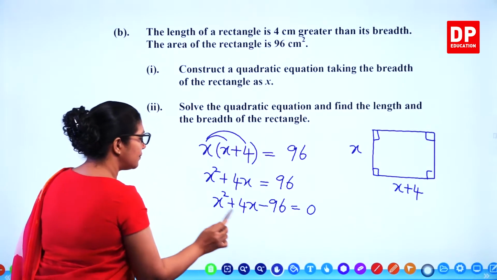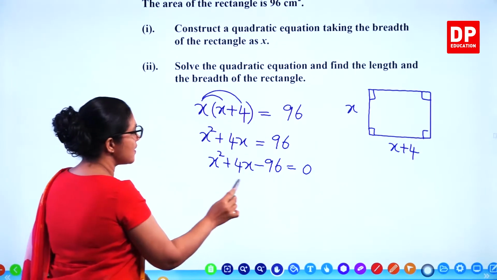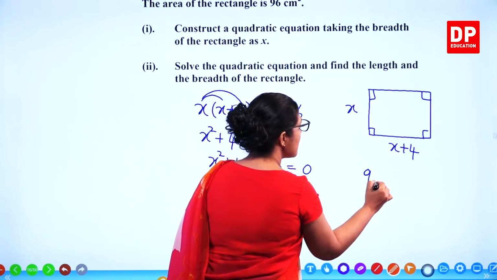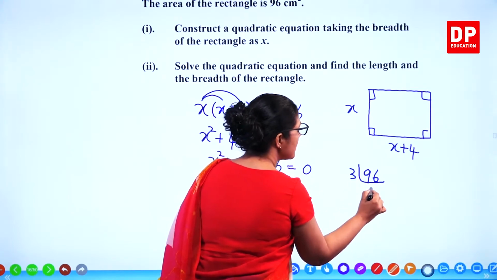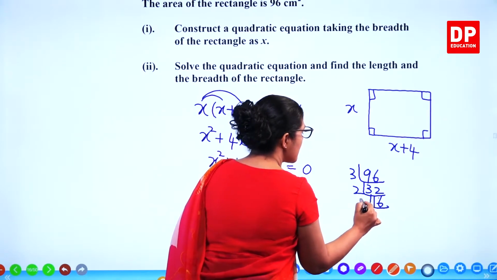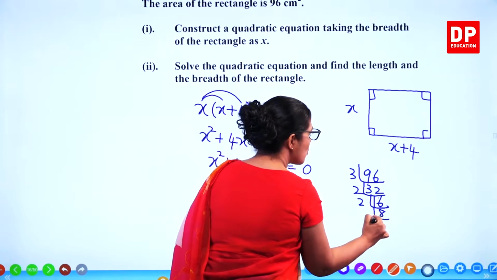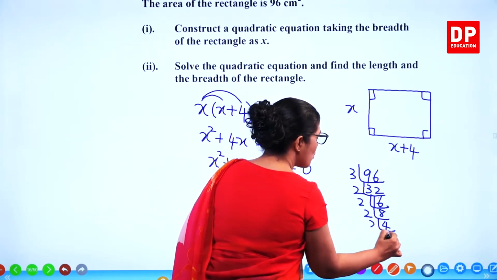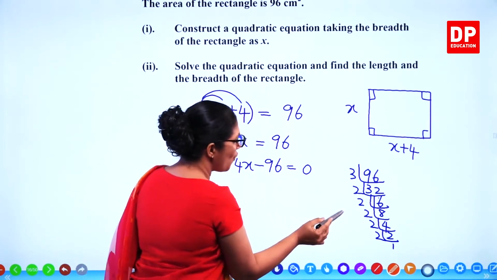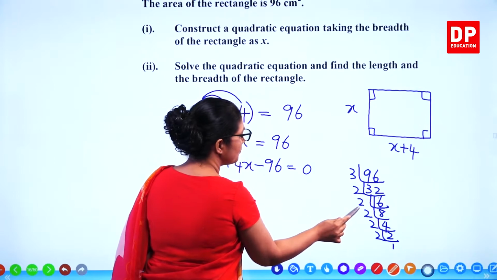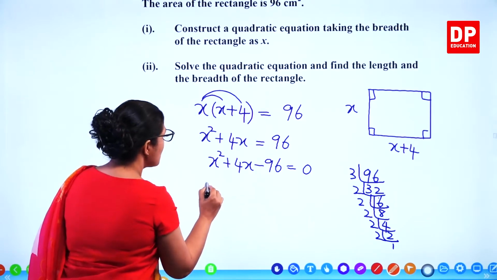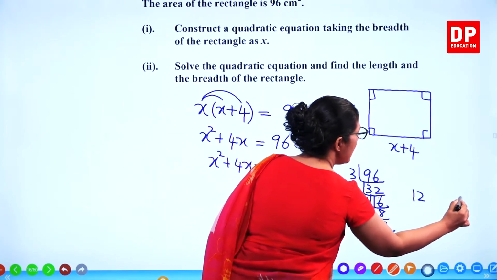What are the factors? Factors of 96. When you multiply, you are getting minus 96, and the sum is plus 4. So, let's divide and see what are the factors. 2 times 16 and 2 times 8, 2 times 4, 2 times 2. So, you need to get 4. Difference is 4. 12 and 8. The difference is 4. So, 12 and 8.